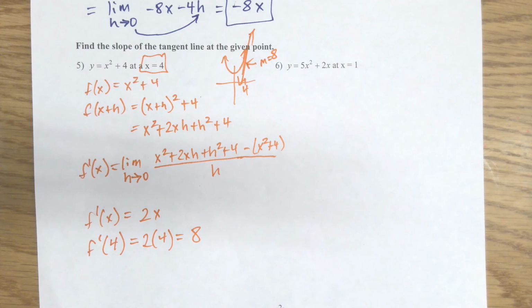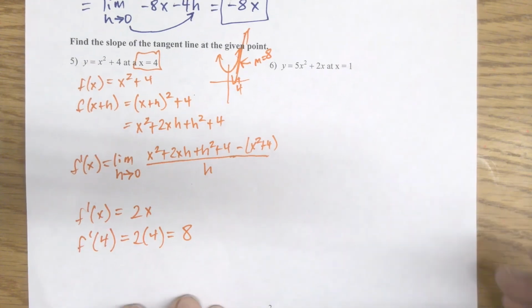Alright, I want you to do the same thing on the next one. Again, pause the video, get your derivative, meet me back here shortly, and then we'll go through and find the slope of the tangent line at that point.